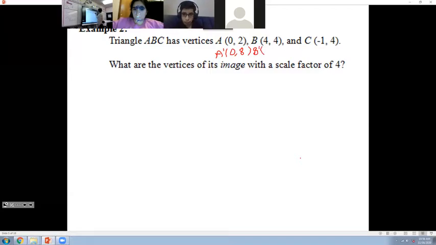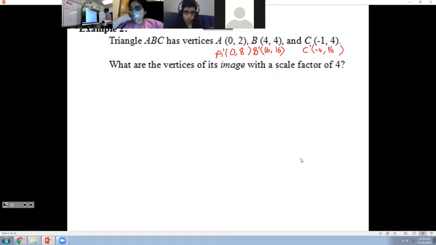B prime will be 4 times bigger. 4 times 4 is 16. I am done with the x. How about y? 4 times 4 is 16 as well. All right? So this is done. Now you need to see C. It is not C anymore, it is C prime. And we will apply the same rule on C prime. Negative 1 times 4 is negative 4, and 4 times 4 is 16.